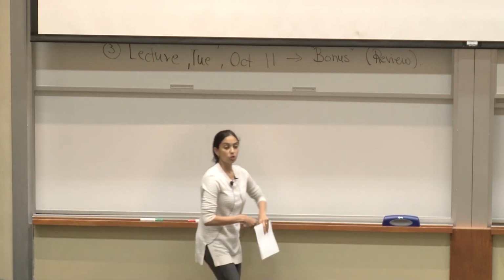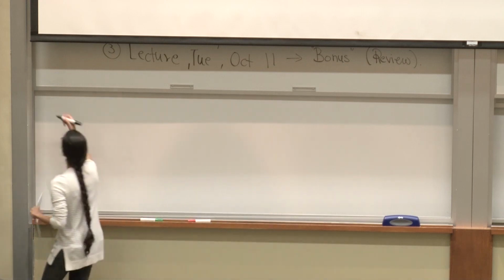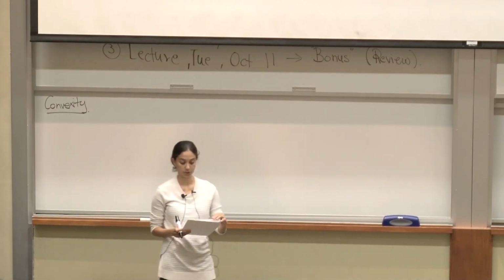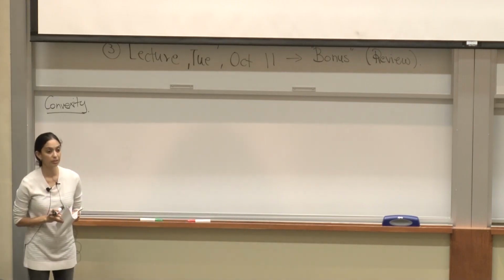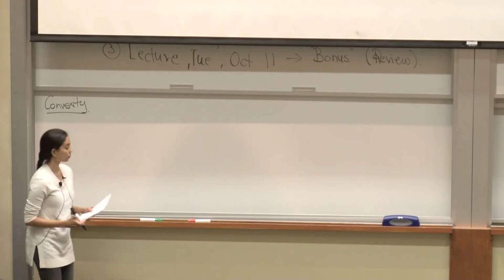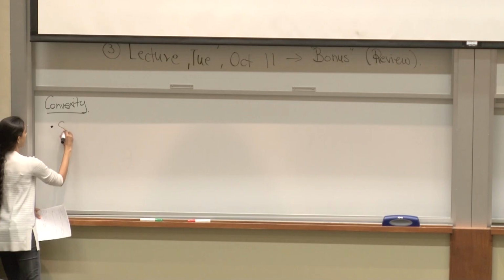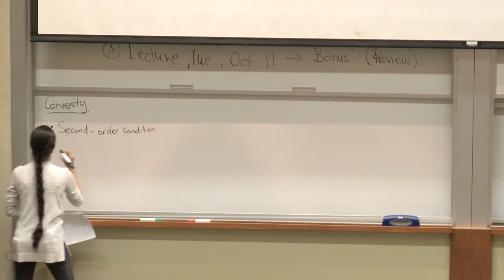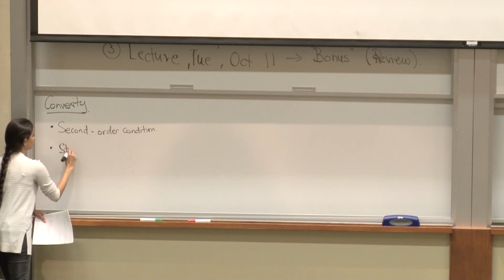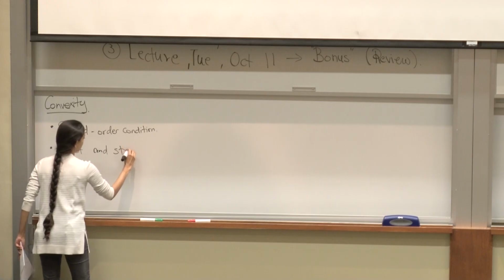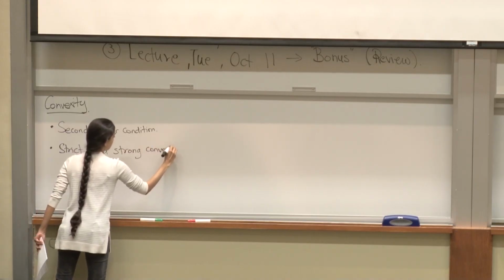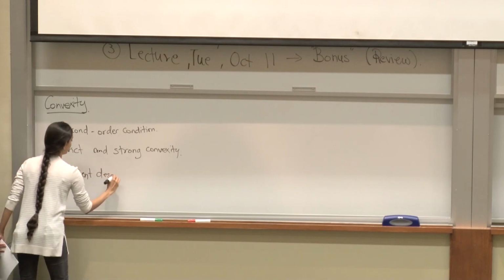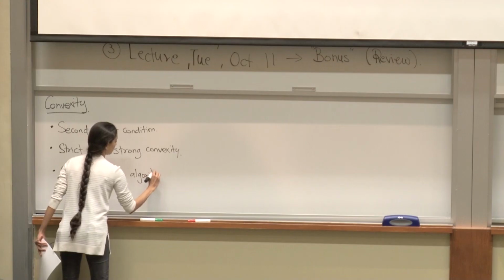Okay. So last time we introduced convexity of functions, and we talked about the first order conditions for convexity. Everyone remember this? Yes? No? Kind of? Everyone with me? Okay. So today we're going to introduce the second order condition. And we're going to introduce the notion of strict and strong convexity. And this will all lead into the gradient descent algorithm. Okay?